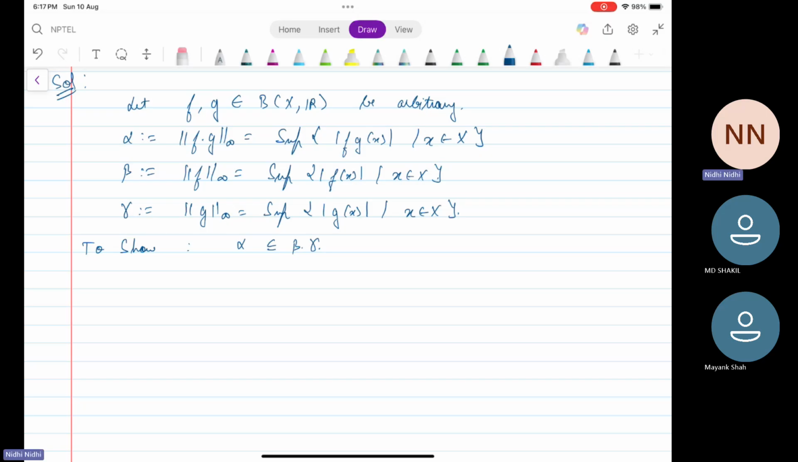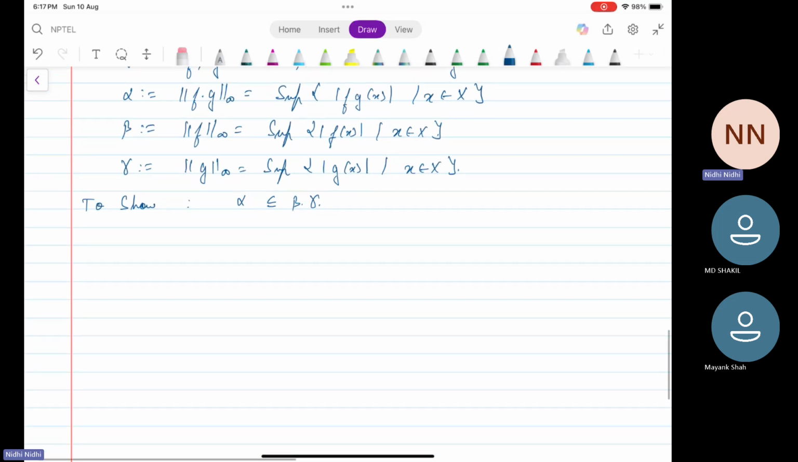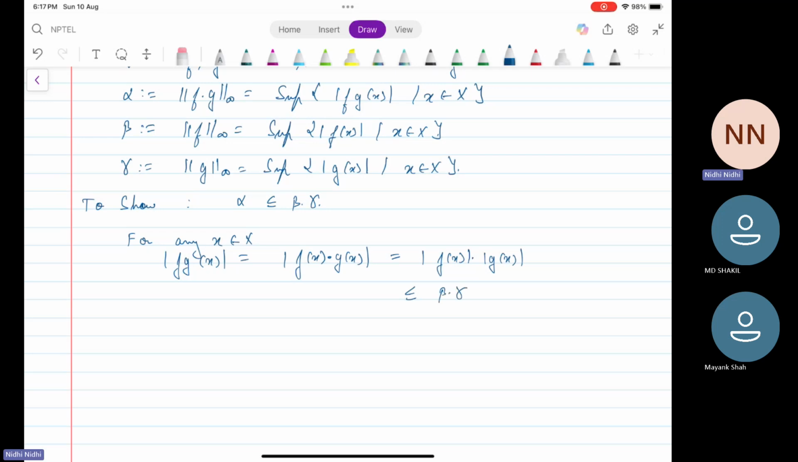So all you need to use is the fact that alpha is a supremum. So for any x, we have mod fg(x). This is just the product, mod f(x) times g(x), and we know that we can write it as mod f(x) times mod g(x). Now, since mod f(x) is less than or equal to beta and mod g(x) is less than or equal to gamma for every x, this is at most beta gamma, and hence we are done.